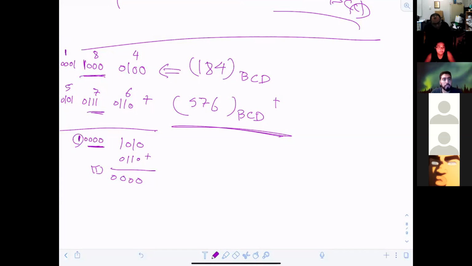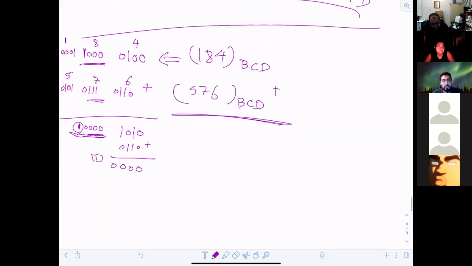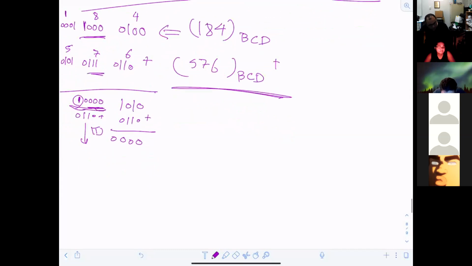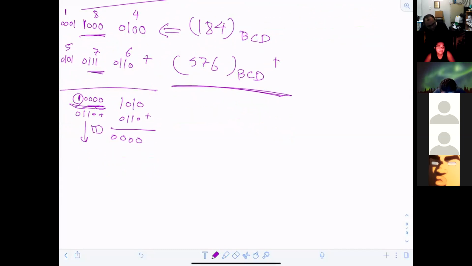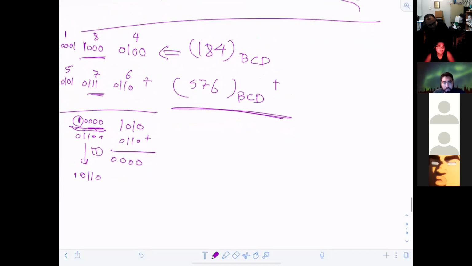Yes. So now this one is weird. It's completely out of the range 0 to 9. So in that case, I have to add 6 to it. So I'm going to add 6 again here, 0, 1, 1, 0. So what is the output of this? It's going to be 0, 1, 1, 0, right? And then there's 1 here. That 1 will go up here.